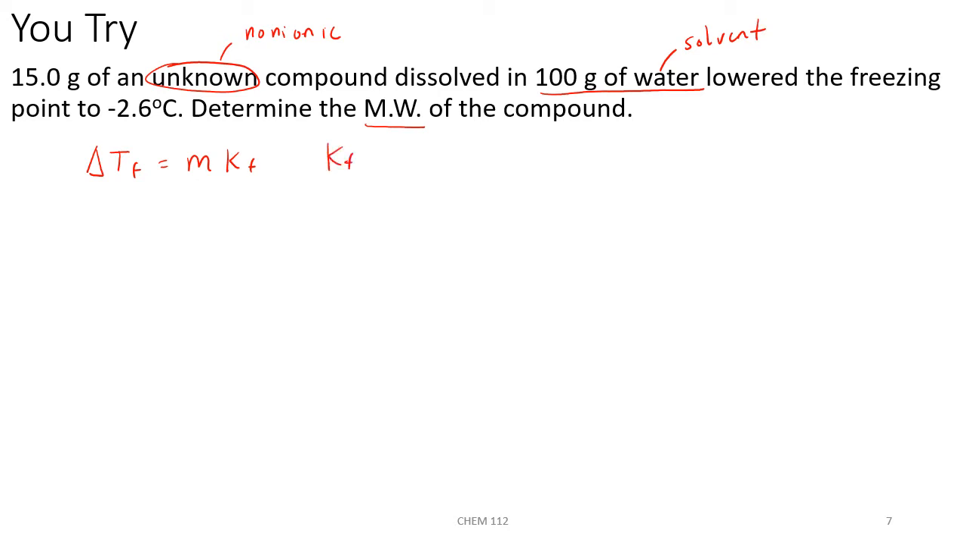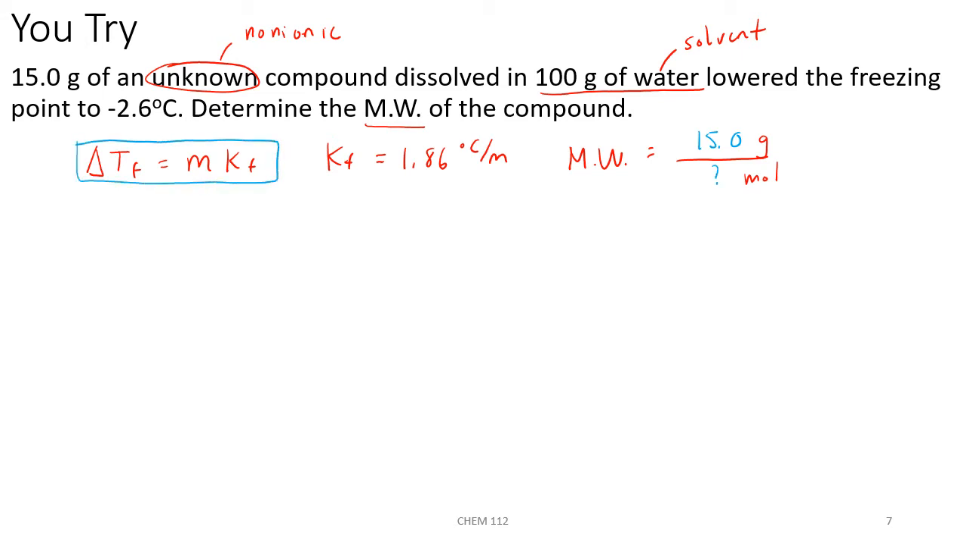The K sub F, freezing point depression constant for water, is 1.86 degrees C per molal. Since we're figuring out an unknown molecular weight this time, that means we're calculating some grams of solute per mole of solute. They told us in the problem that the number of grams of our unknown solute was 15 grams. So we don't know the number of moles. We're going to have to use our delta TF formula in order to figure out moles. And the only term in that formula that has anything to do with moles is the molality of the solution. So we can rearrange to solve for the molality.